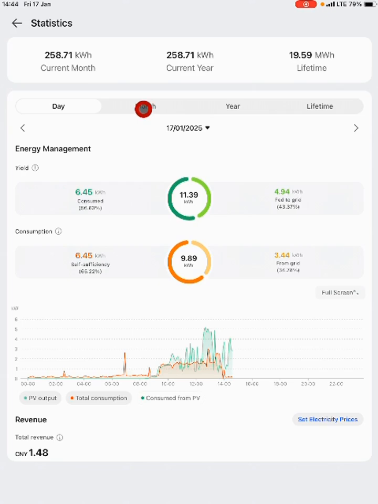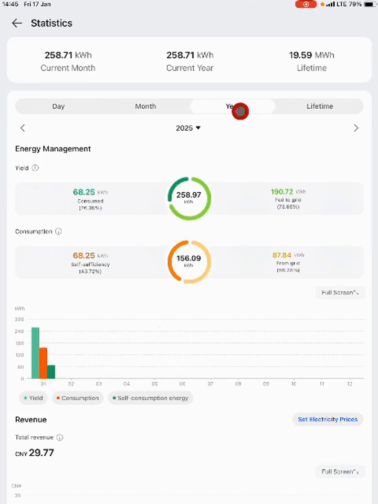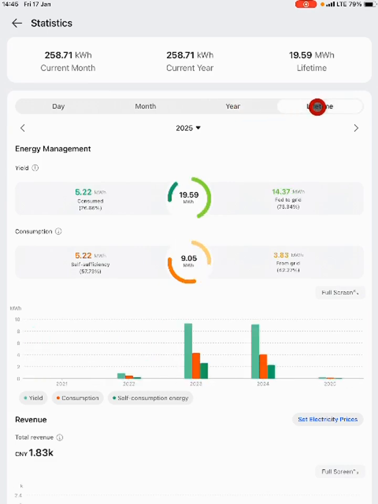That means, in essence, and watch carefully what happens to the graph when I click on month, you will see the figures have changed, and you will see that the legend now has gone to kilowatt hours. Still power, but it is not a real time aspect, it is an accumulative aspect. So kilowatt hours for each day through January up until today, 17th. Ditto for the year. If we click on the year, it will allow us to see the months of the year. And finally, the lifetime will be year on year.